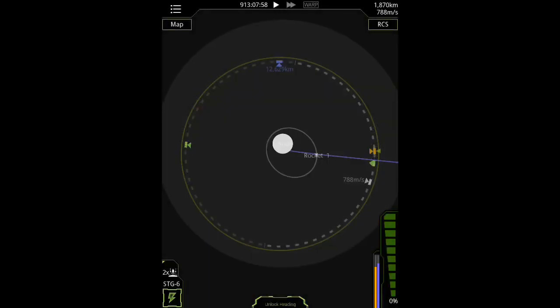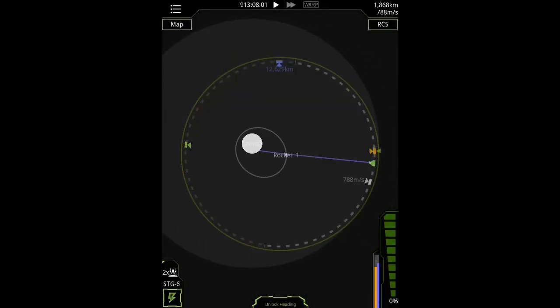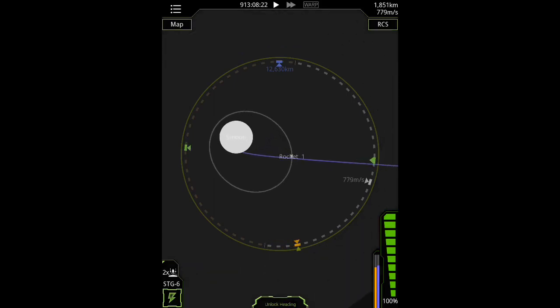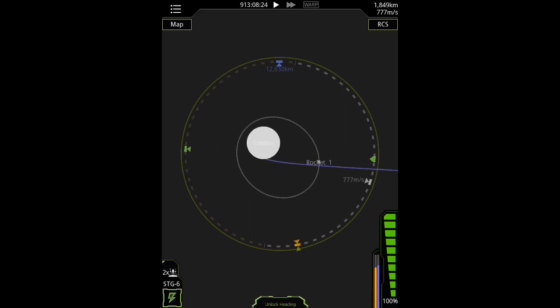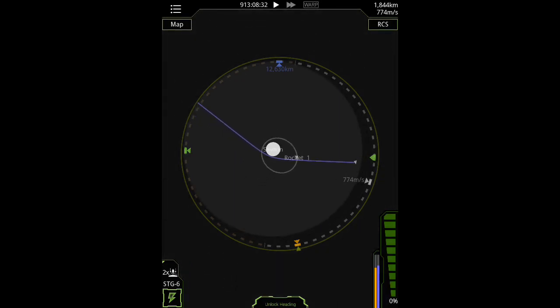All right, so back to our moon rocket. As you can see, our trajectory is heading right towards the moon. We're going at about 788 meters per second, which is probably more than enough to escape the moon's velocity. So what we're going to do to get out of this situation is burn in a direction that makes us go around the moon. So let's just fire our rockets over there. As you can see, our trajectory is going, hopefully, there we go.